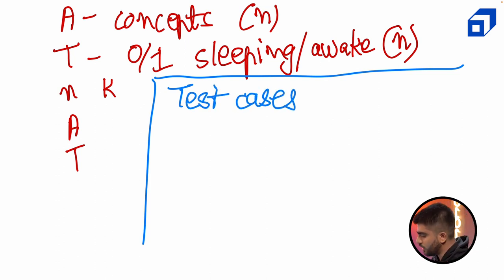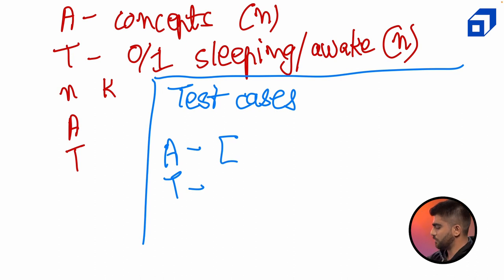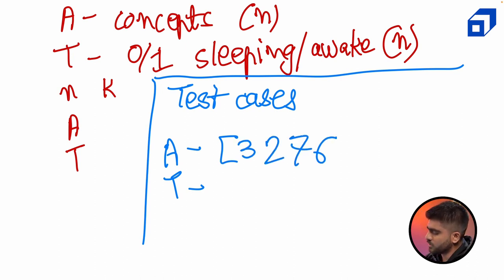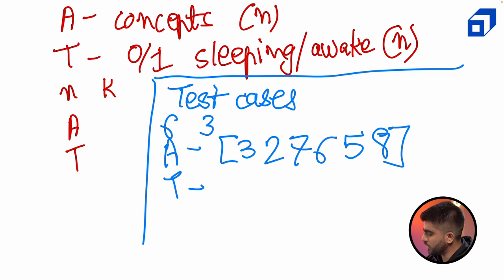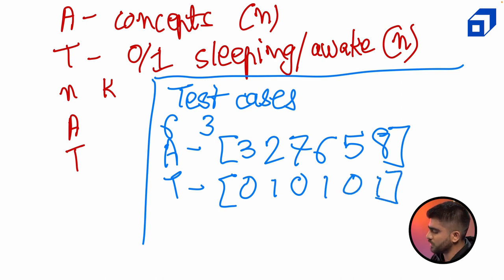Okay, how should we get started? Let's create two random arrays. First example can always be a random one. 3, 2, 7, 6, 5, and 8. So here n is equal to 6, k can be 3. For T, let's keep it random this time. We will prepare some more test cases. So what will be the answer for this particular test case?